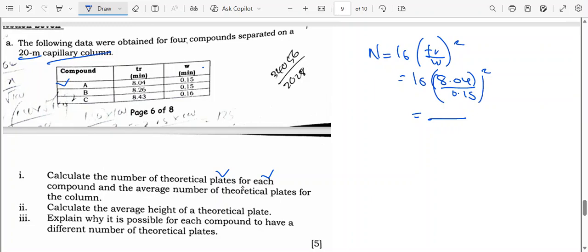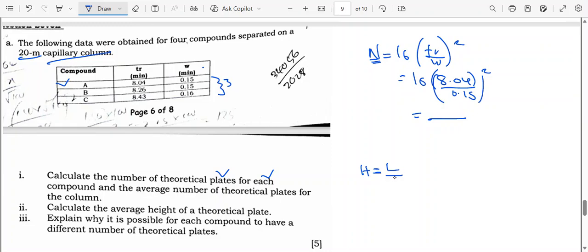And the average number of theoretical plates for the column: after finding all the theoretical plates for the three, divide by 3, because there are 3 of them there. Then you find the average. Then calculate the average height of the theoretical plate. So how do you calculate the average height? H is equal to L over N.